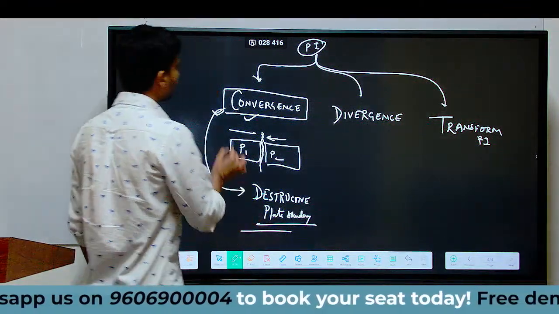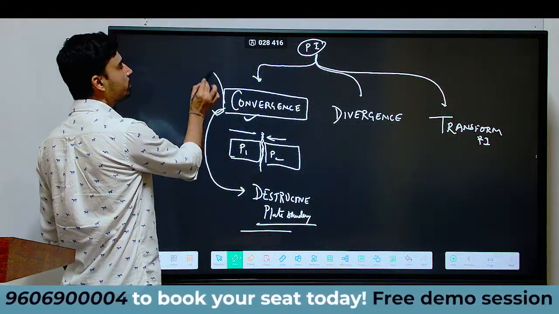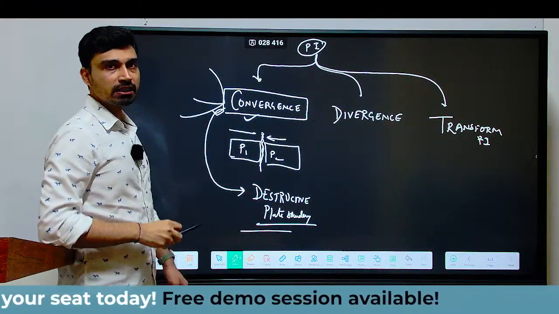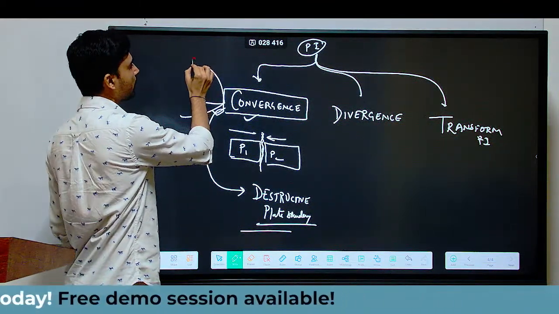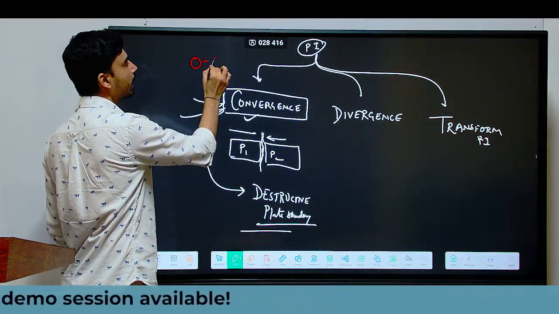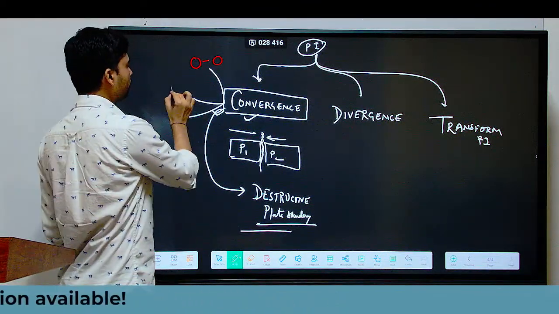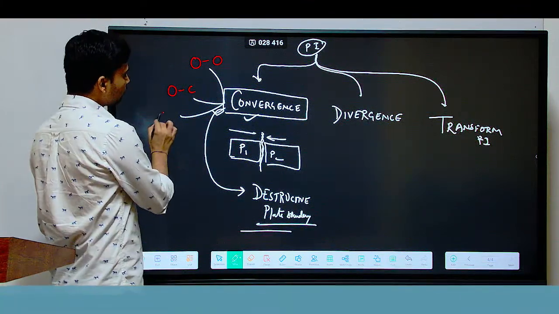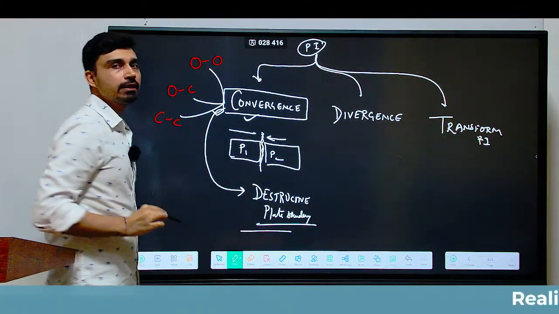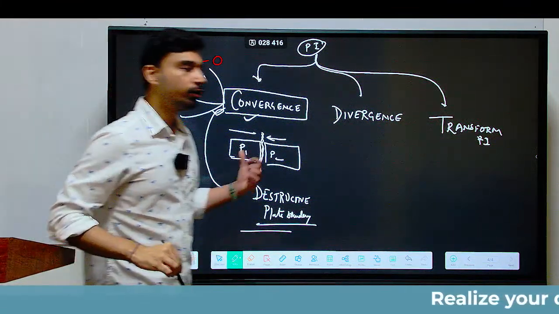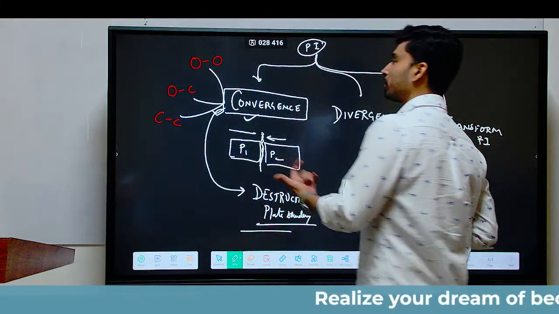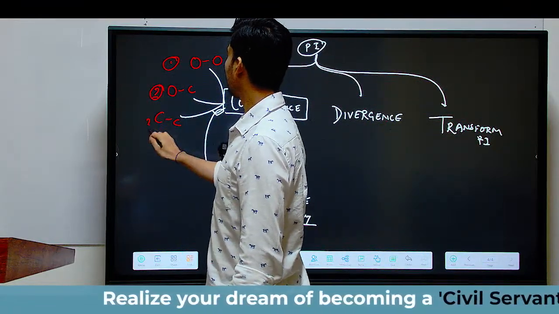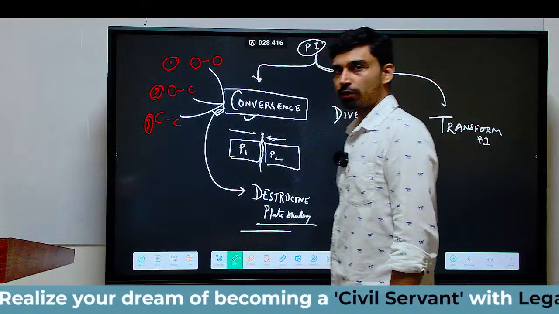Now if you look at the earth's surface, convergence can be of multiple types. Three types of convergence we generally see on the earth's surface. We have convergence between oceanic and oceanic plate. We have convergence between one oceanic plate and the other continental plate. And the third type of convergence is when there is a convergence of two continental plates with respect to each other. Thus convergence is of three types: OO convergence, OC convergence, and CC convergence.